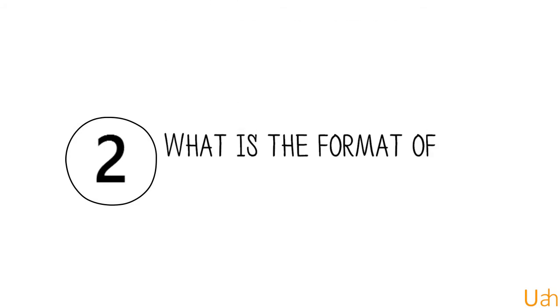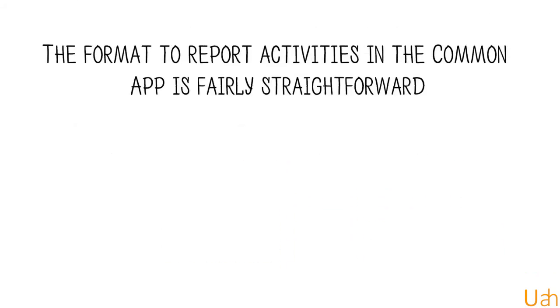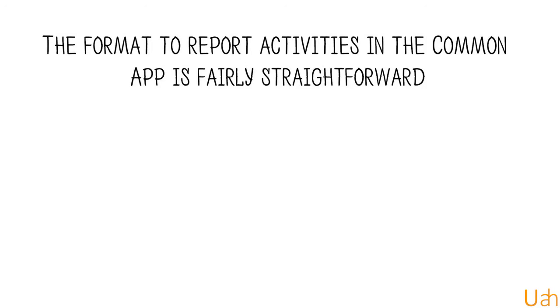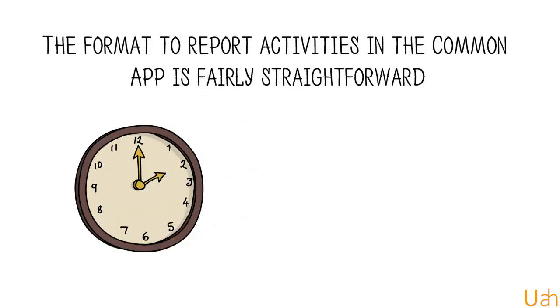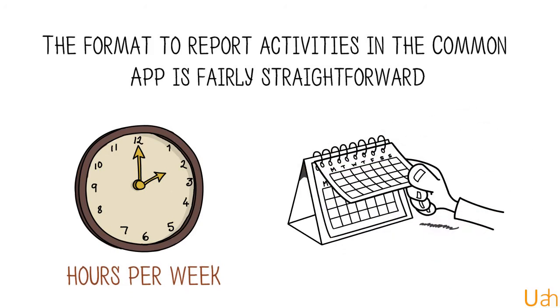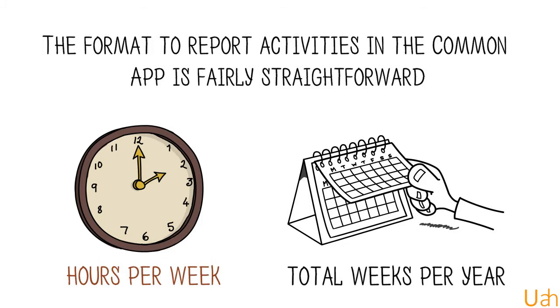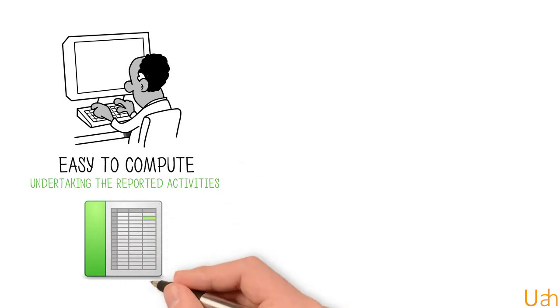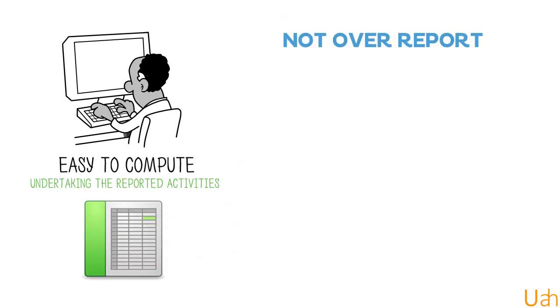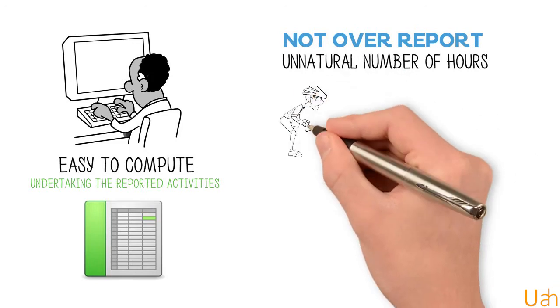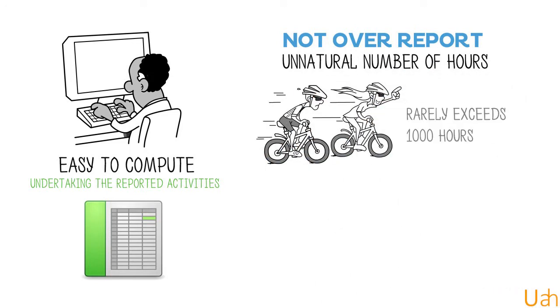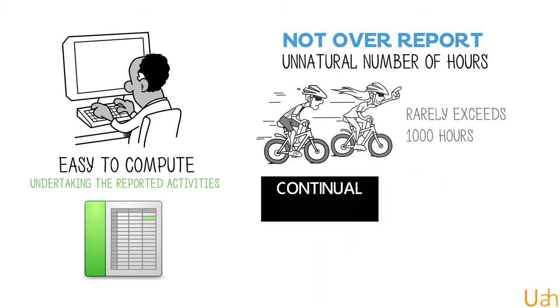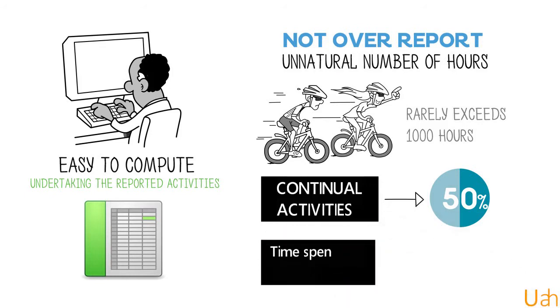What is the format of reporting these activities? The format to report activities in the Common App is fairly straightforward. You have to list down the hours per week and then the total weeks per year for each activity that is reported. It is easy to compute the time spent in undertaking the reported activities using a spreadsheet. The key is to not over-report an unnatural number of hours. Typically, total number of hours rarely exceeds 1,000 hours, with anchor, continual activities accounting for over 50% of total time. In general, the time spent per activity is between 100 to 500 hours.